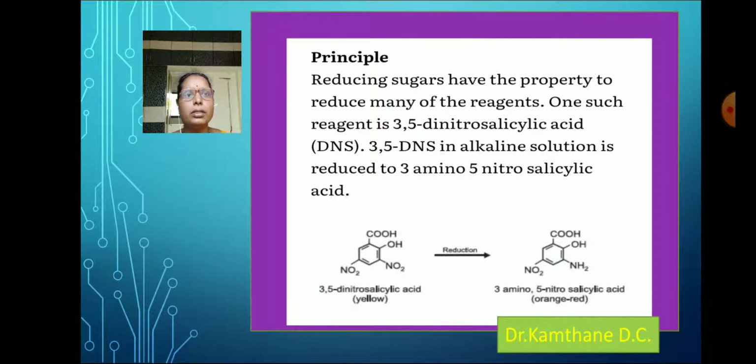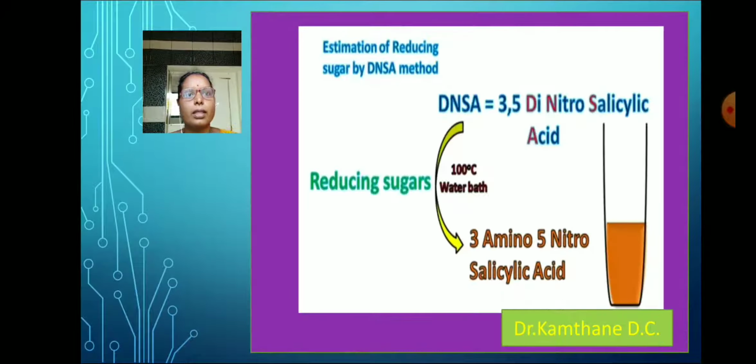Principle: reducing sugars have the property to reduce many reagents. One such reagent is 3,5-dinitrosalicylic acid, also called 3,5-DNSA. This 3,5-dinitrosalicylic acid is reduced to 3-amino-5-nitrosalicylic acid in hot alkaline condition. These reducing sugars are responsible for the reduction of 3,5-DNSA to 3-amino-5-nitrosalicylic acid.